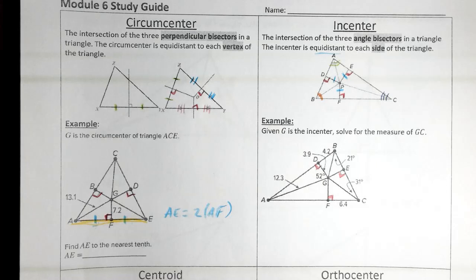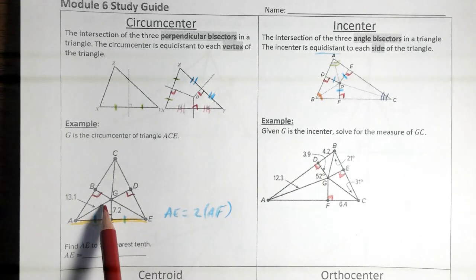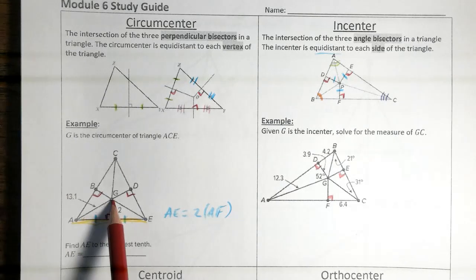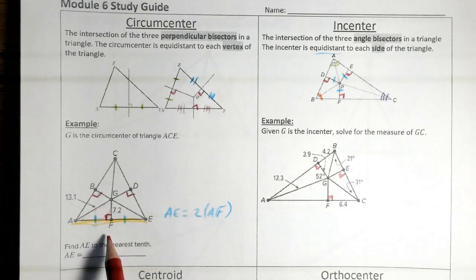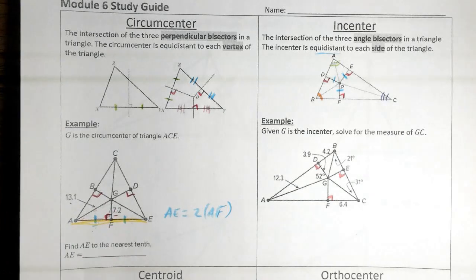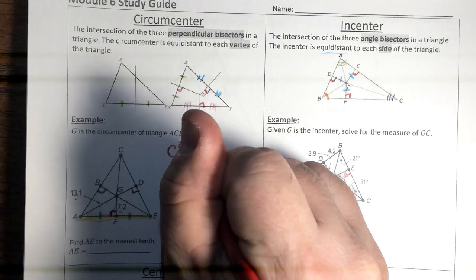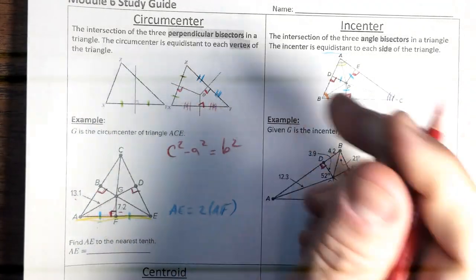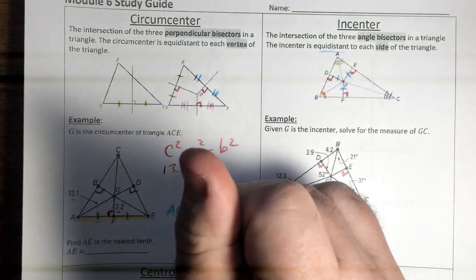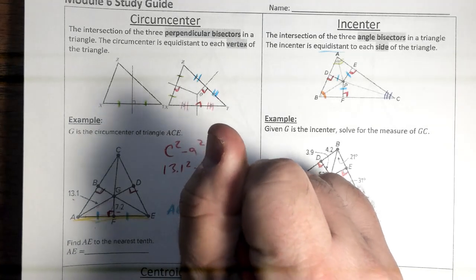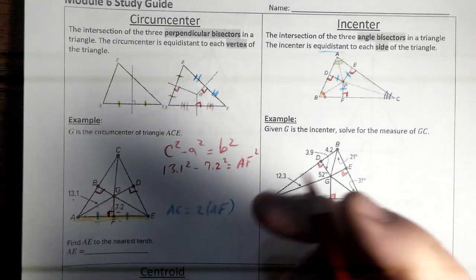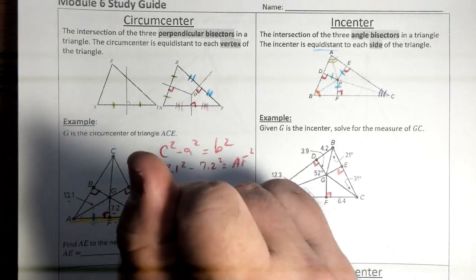We're going to do this a little quicker. So we're looking at this little triangle here. Notice that AG here is the hypotenuse, so that's the C. Over here, this is the shortest side, so that's the A. So it's going to be C squared minus A squared is going to give us B squared. So this will be 13.1 squared minus 7.2 squared. And B squared is, of course, going to be AF squared. This guy.